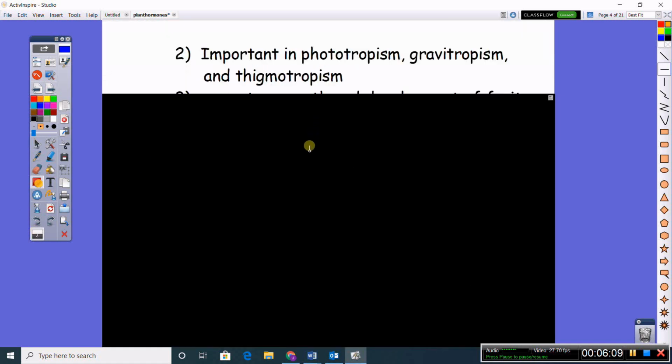Okay, find your box number 2. It says important in. So like we just talked about, auxin is going to play an important role in phototropism, gravitropism, and thigmotropism.